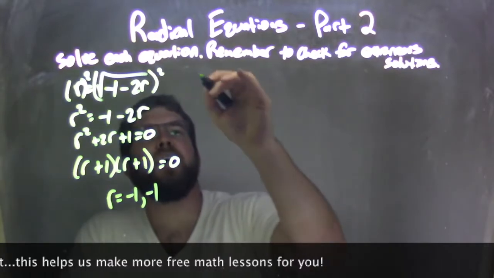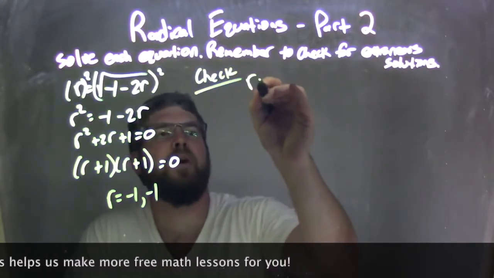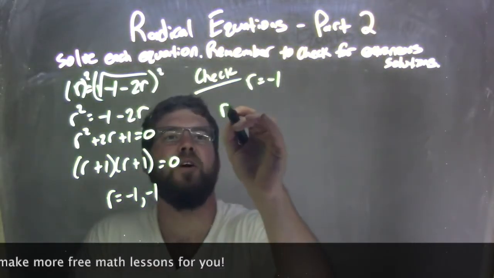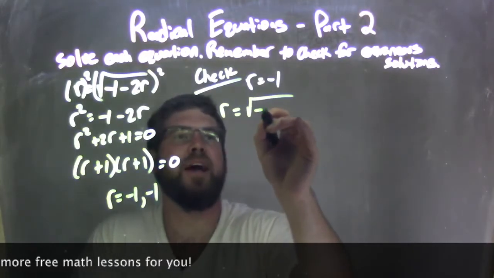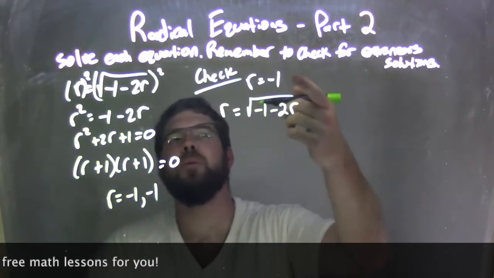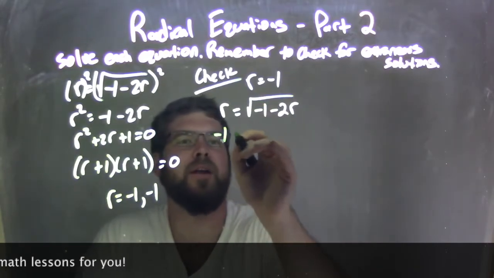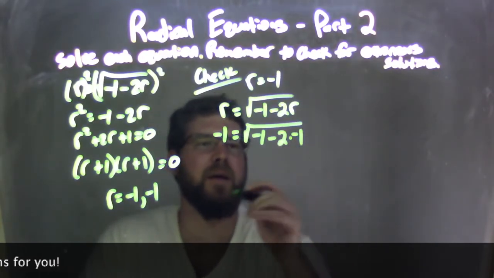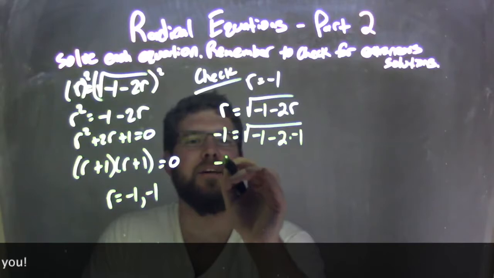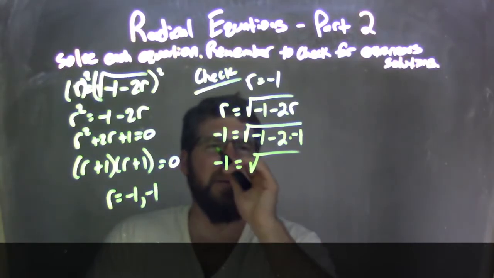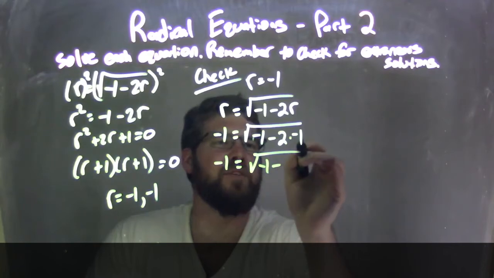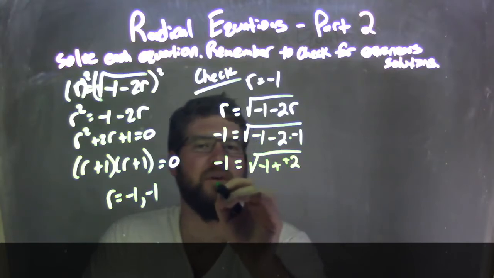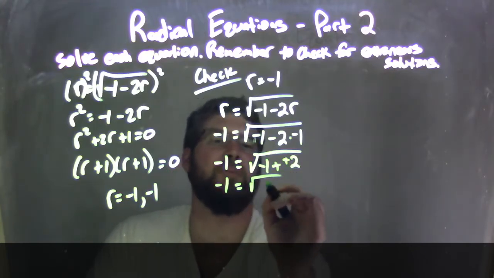Okay, so when we check it here, we only have to check one of them. R equals negative 1. Let's check it into our original equation and see if we have an extraneous solution. So we have r equals the square root of negative 1 minus 2 times r. I'm going to plug negative 1 in. Now be careful here with our negatives. Negative 1 minus 2 times negative 1 is negative 1 plus 2, so negative 1 equals square root of positive 1.